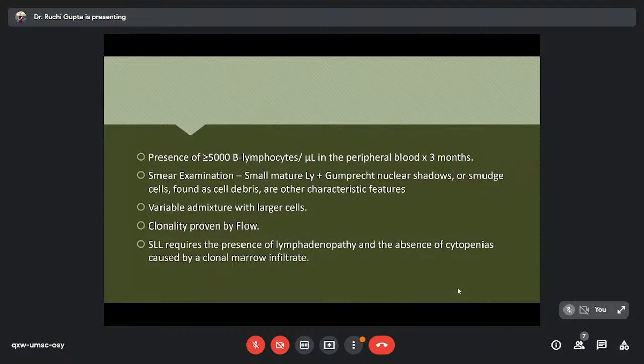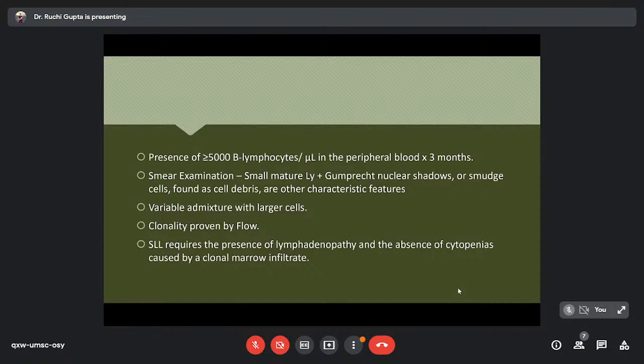The smear examination will show small mature lymphoid cells. If you ask how to discriminate them from a mature lymphocyte otherwise in the peripheral smear, I would say there is no way of doing that. Though some of the mature lymphocytes of CLL have golf ball like nuclear contours, and there are a lot of smudge cells. There will be a variable admixture with larger cells, some with a prominent nucleolus, some with cleaved nuclei, but largely the cells are small and mature in a typical case of CLL.